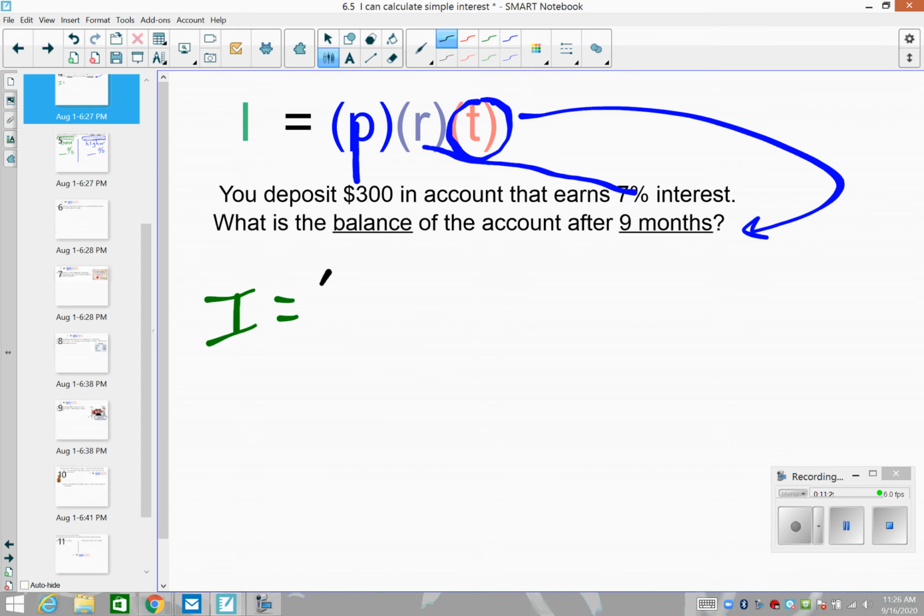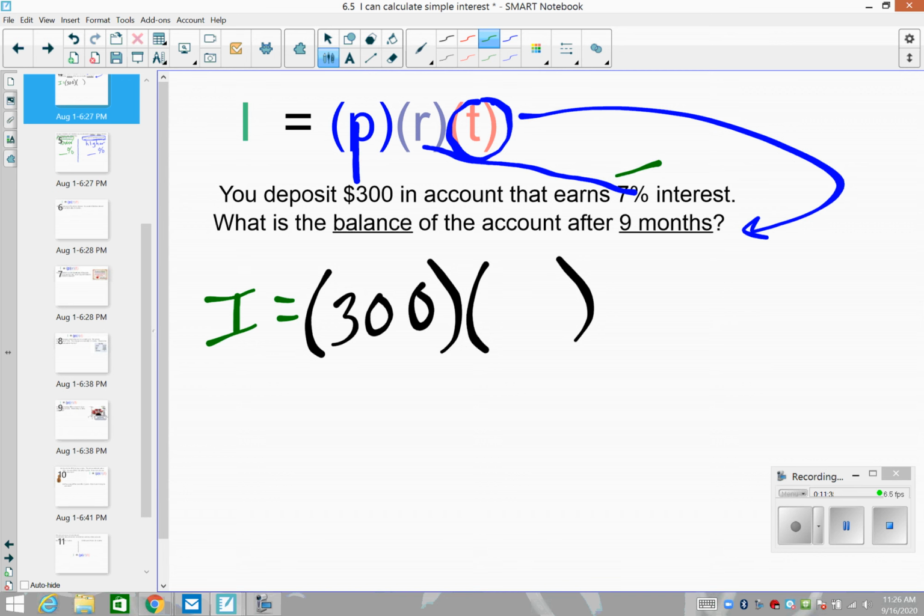we're going to take the principal, which is 300. Cool. We're going to multiply it by the rate. Now check it out. 7%. 7% is really 7/100ths, right? So we're going to move the decimal 2 places to the left. 1, 2, lock it in. So that goes 7/100ths as a decimal, 7/100ths.